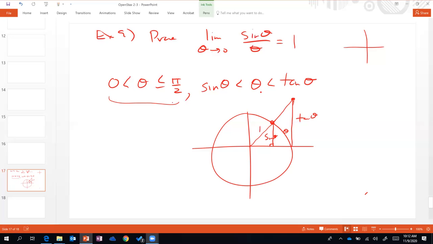You guys should know this. We've done it before. Oh, wow, that's awesome. Let me show you so we can use it later on. Since we want sine theta in the middle, let's divide everything by sine theta. Let's take this guy, divide by sine theta, and see what we get.